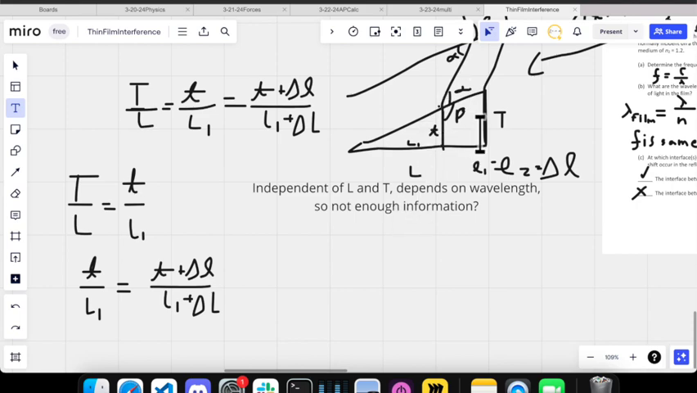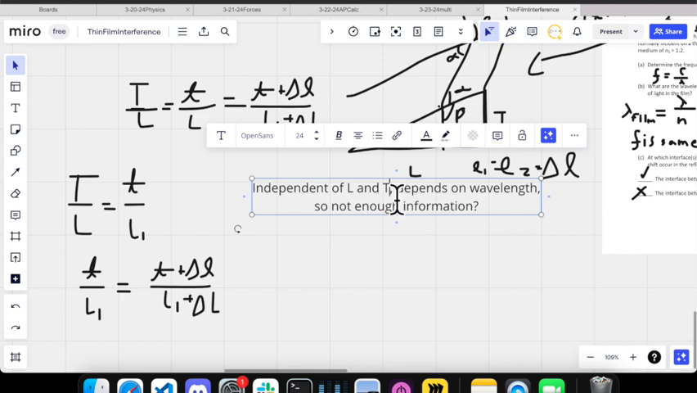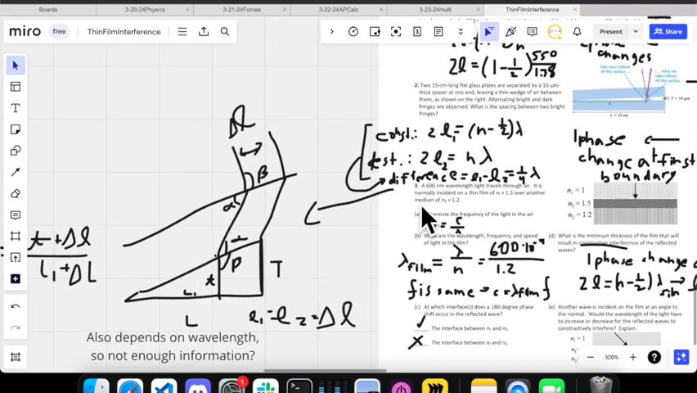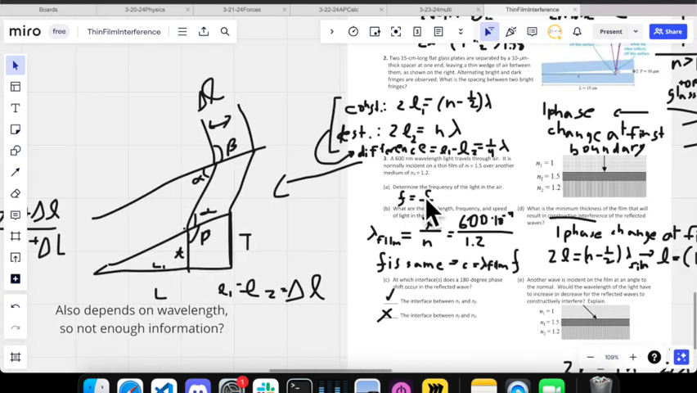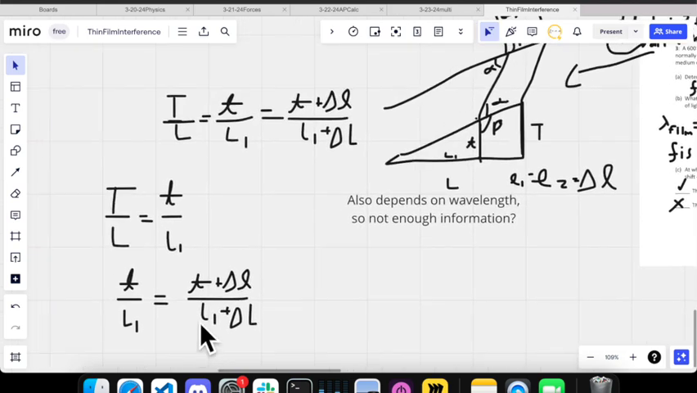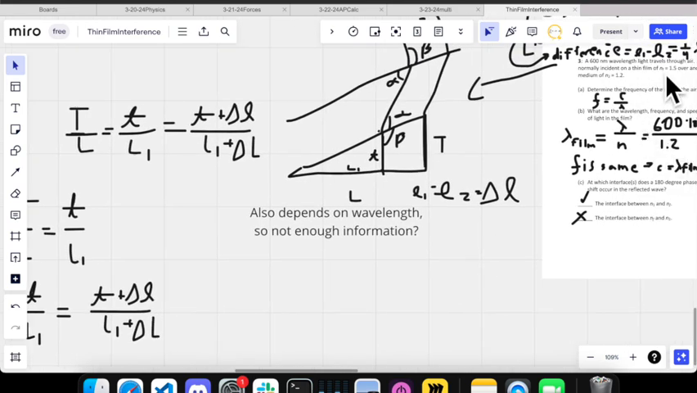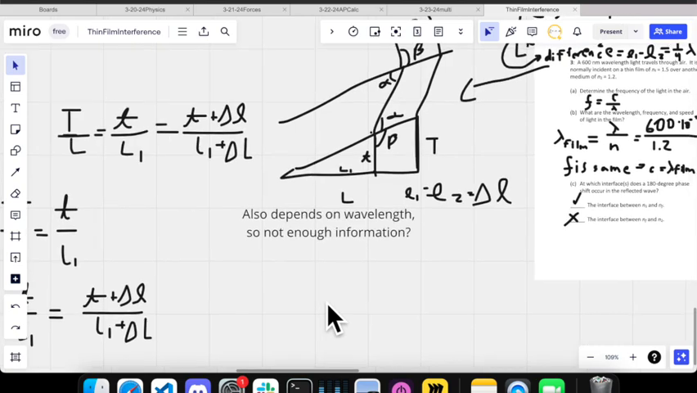So it is dependent on L of T, but really what we want to say, it's also dependent on the wavelength. So I would argue that there's not enough information to answer this question without just using variables, which we could do. Again, it's algebra. Just plug in this formula for L in terms of lambda, or the delta L in terms of lambda, and you could solve for this capital delta L. Okay, moving on to the next one, which is a bit more straightforward.